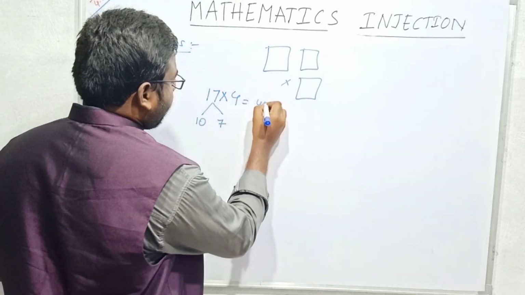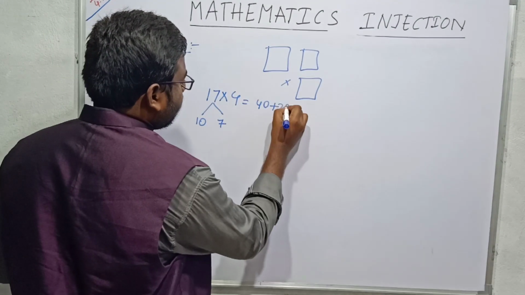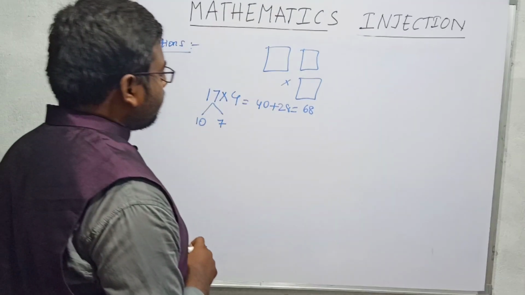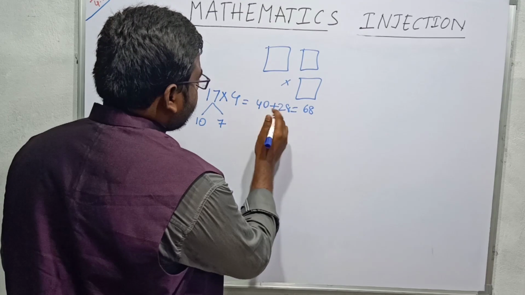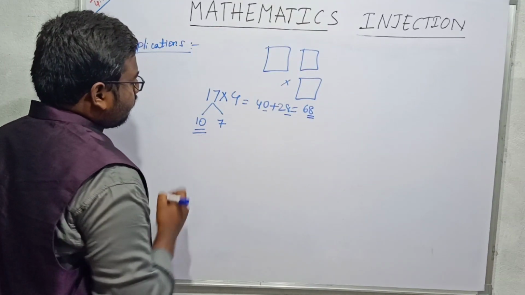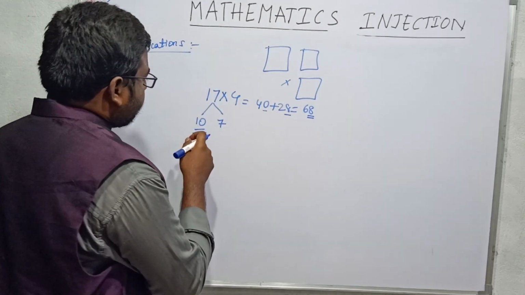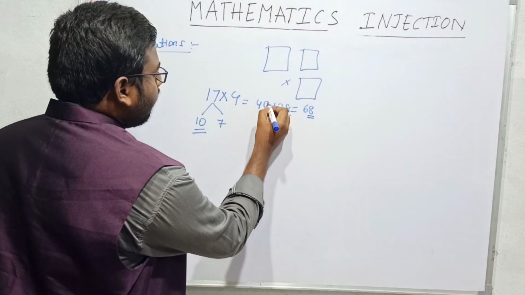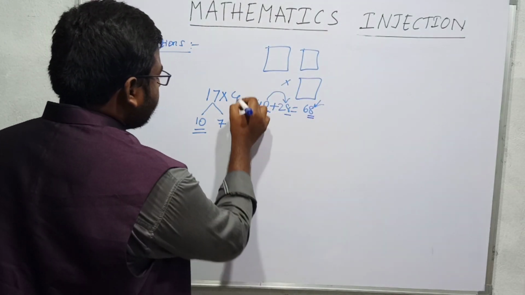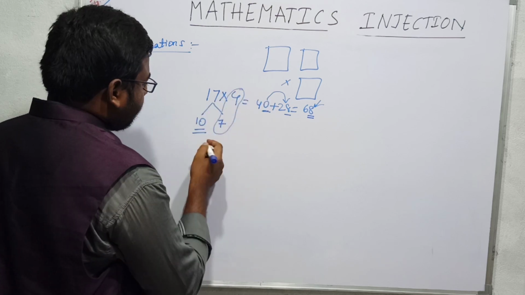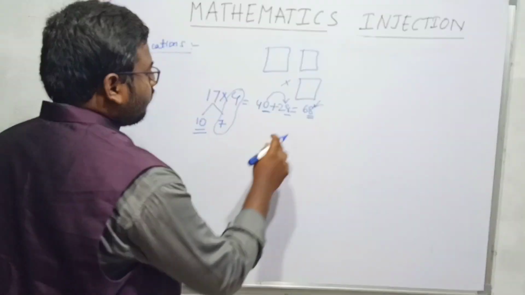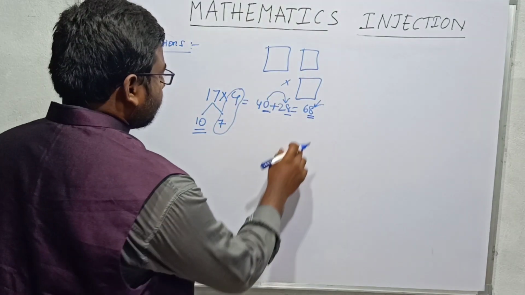For example, if I have to calculate 17 into 4, I will split 17 as 10 and 7 and I will take 4 as distributor. 4 into 10 is 40 plus 4 into 7 is 28. This is nothing but 68. What we have to observe in this method is 40 plus 28. The unit digit will always be 8 because we are taking 10 here, so you will get unit digit as 0 and 0 will be merged with 8. That means the unit digit of the number other than 10 will be our unit digit here.